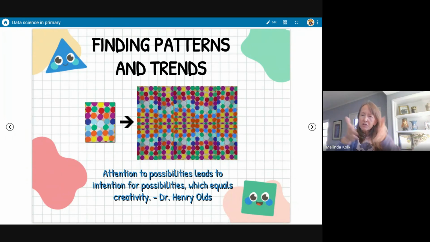So now we're not just looking at linear things, we're looking at things in 3 dimensions. And this is a fun one, a nice quote from Dr. Olds: attention to possibilities leads to intention for possibilities. And that's, again, that predictive piece. And that's also how we foment and create and support creativity in our learners.